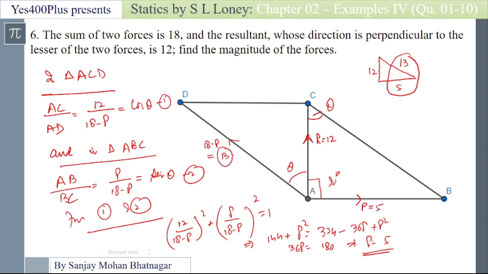So obviously larger force is nearer to the resultant. तो ये बिल्कुल ठीक फोर्स आया है हमारा 13 और ये 5. ओके, सो दिस इज द आंसर. नाउ लेट्स सी द नेक्स्ट क्वेश्चन.